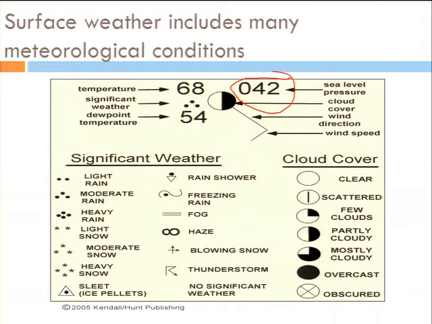But this will always be in tenths of a hectopascal. So this could actually read 000, which would mean that it is 1,000.0 hectopascals. And it could read 121, and that would be 1,012.1 hectopascals. So really large numbers would tend to have a 9 in front of them. Really small numbers would tend to have a 10 in front of them.